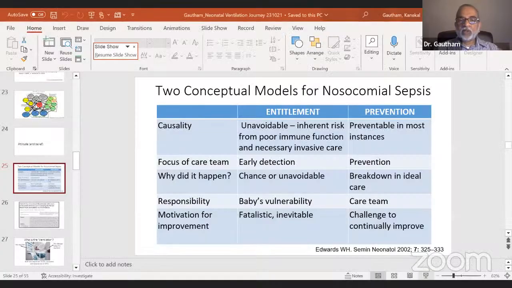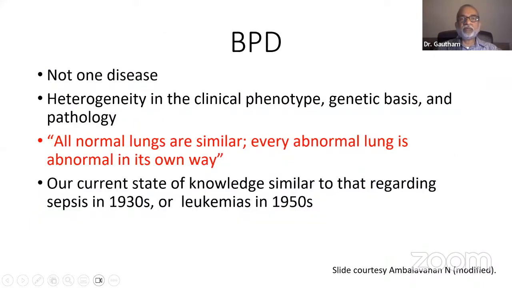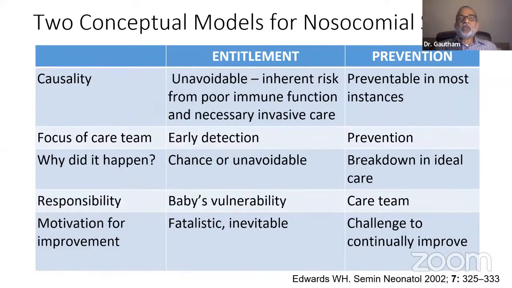One of my former colleagues, Dr. Bill Edwards, wrote an article about nosocomial sepsis. So we talked about ventilator-associated pneumonia. Ventilated babies are at risk for both ventilator-associated pneumonia as well as bloodstream infections. And when Bill Edwards was starting his work on prevention of infection, he found that there were units that had low infection rates and units that had high infection rates.